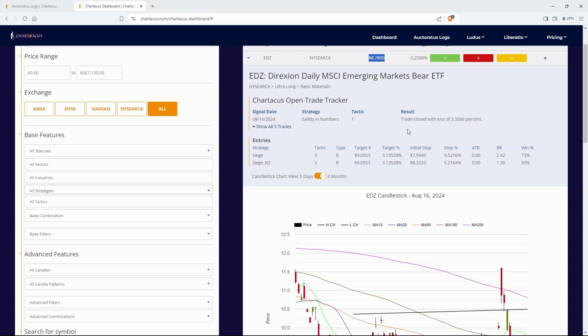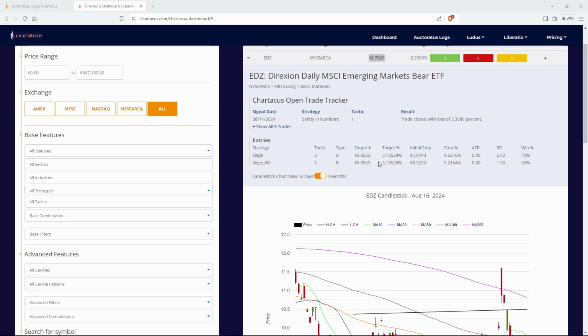But you know what? We're going to take the trade as a simulation in order to show you how to enter the trade and then manage it afterwards using the Chartacus Open Trade Tracker. Therefore, I would place an order to buy EDZ at a limit price of $8.78, which means buy it at that price or lower. Limit prices are at every brokerage firm where you make trades, so you'll have no problem placing that trade. So let's continue forward and put in this mock trade and wait for the markets to open.